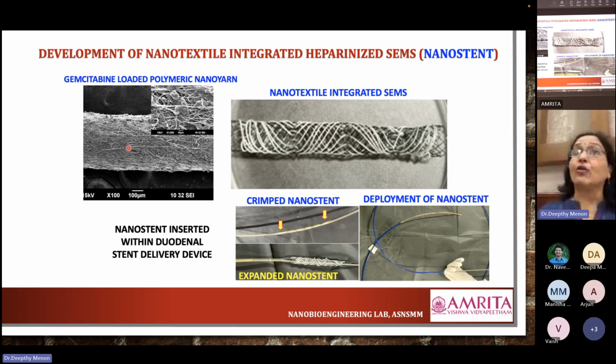So we utilized a hydrophobic polymer and we tried to encapsulate a highly hydrophilic drug within that polymer. We had to do a lot of gimmicks, but we were successful in doing that. And we integrated the yarn by stitching on top of this particular SEMS. We call it self-expanding metallic stent. And there we go. We have the stent which can be deployed the same way as a normal self-expanding metallic stent. It can be put within a duodenal stent delivery device.